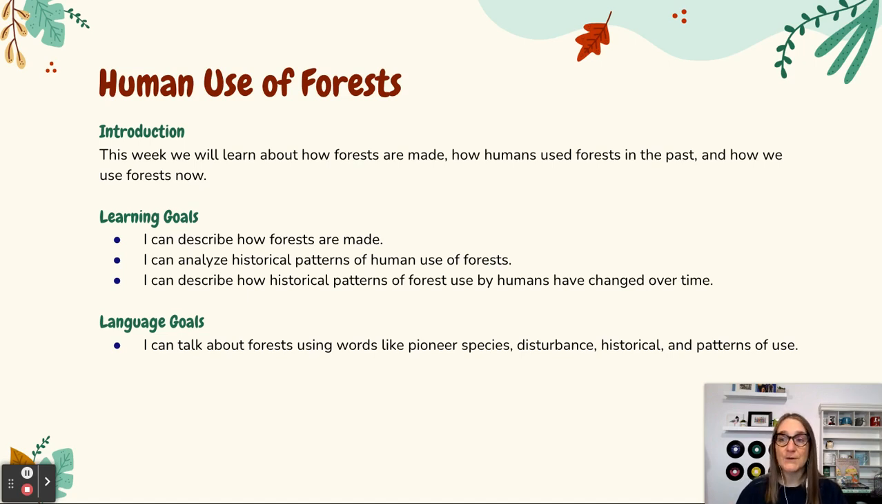So, our learning goals are: I can describe how forests are made. I can analyze historical patterns of the human use of forests. And I can describe how historical patterns of forest use by humans have changed over time. Our language goal is: I can talk about forests using words like pioneer species, disturbance, historical, and patterns of use.